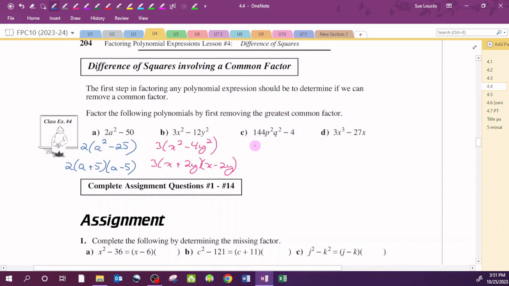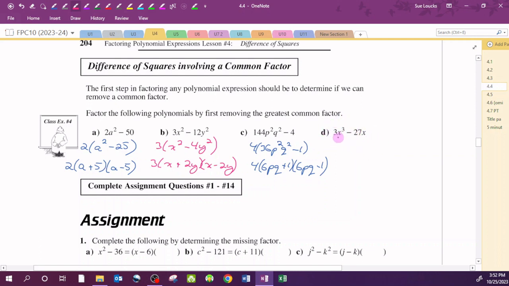144 divided by 4 is 36. So I've got 4 times 36p squared q squared minus 1 equals 4 times 6pq plus 1 times 6pq minus 1. Don't try and do it all in one step, okay? I mean, you might be able to do it, but it's just not worth the possibility of making a mistake for most of us. Most of us mere mortals.